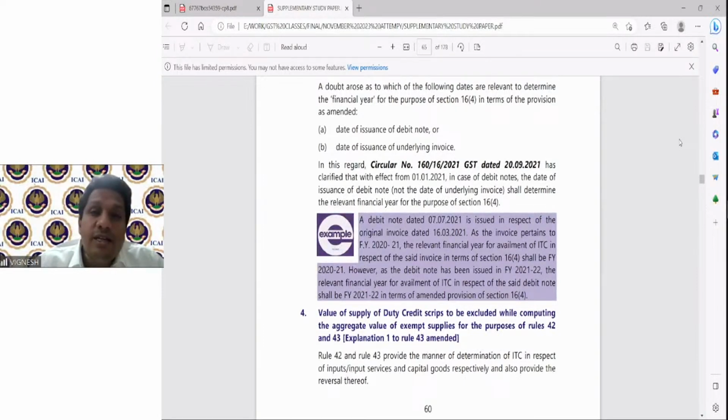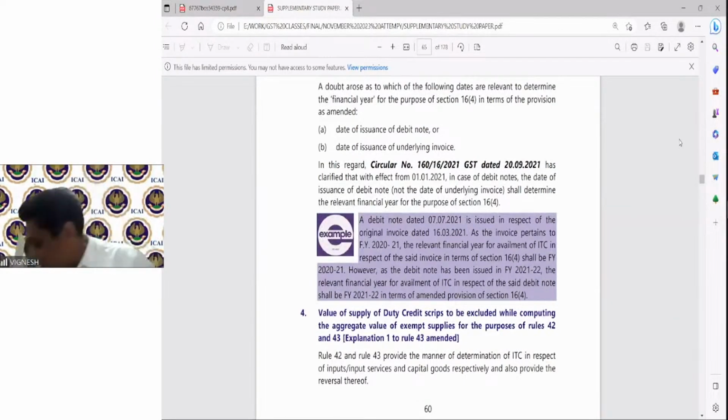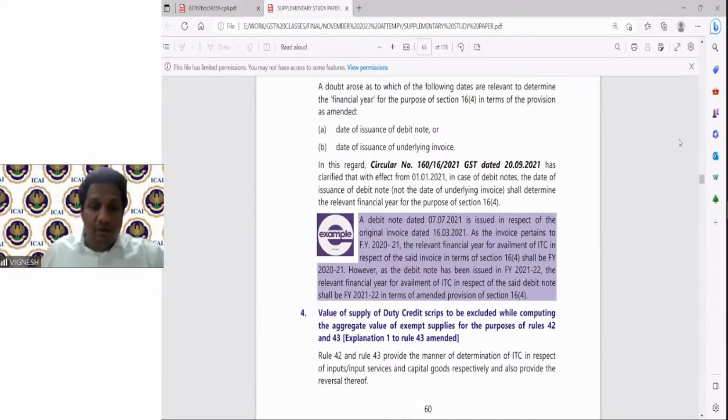However, a debit note is issued when some items are not covered in the invoice and you want to cover that as well. So if the debit note is issued in 21-22, in that case, the relevant financial year for the purpose of claiming the credit of the ITC which is given in the debit note will be financial year 21-22 as per the amended provisions. I hope you understood this particular concept. Very, very important amendment from the examination point of view.